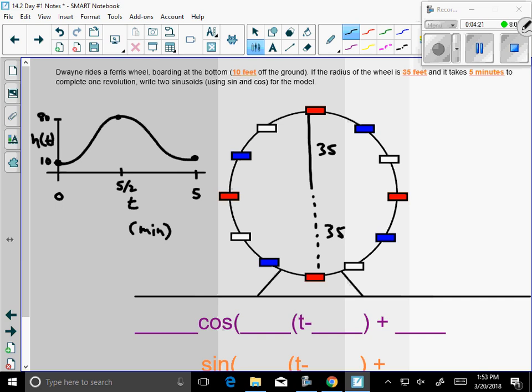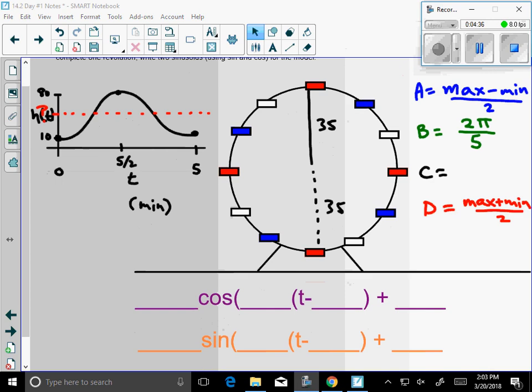Okay, I'd like you with a neighbor to write a cosine function and a sine function for that graph. Do your best. We'll take about 5 minutes. Fill in the information, and then we'll come back and revisit and see how well you did. Go.